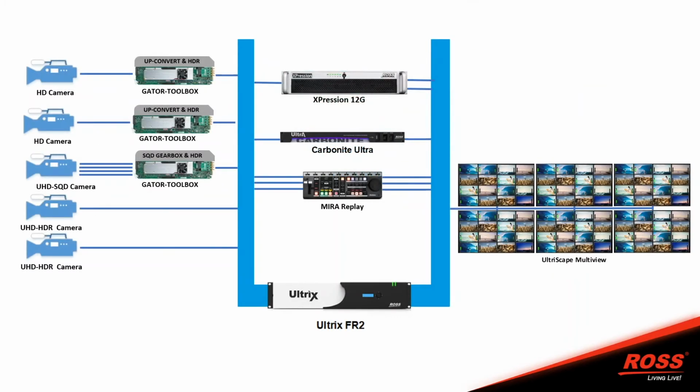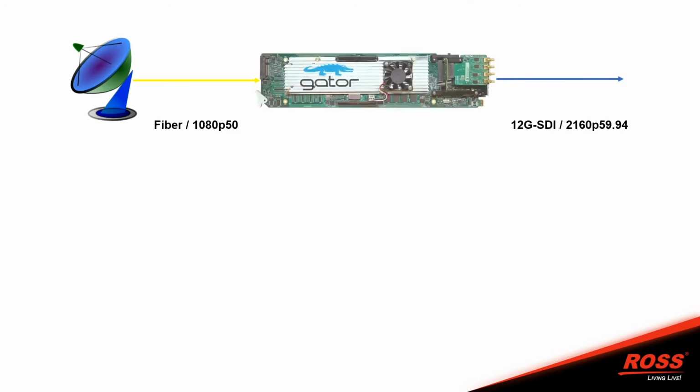Okay, we have our cameras all in check, but we have another problem. We're receiving a feed from one of the local broadcasters over a fiber link. However, the local standard is 50 Hz, so we're given a 1080p 50 source over fiber and need to get this cleanly to our 2160p 5994 production. Fortunately, our Gator is available with a fiber input.